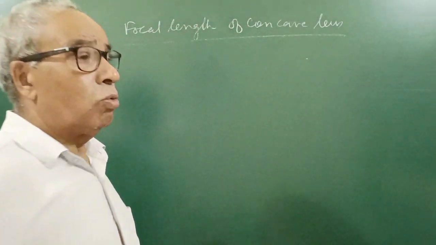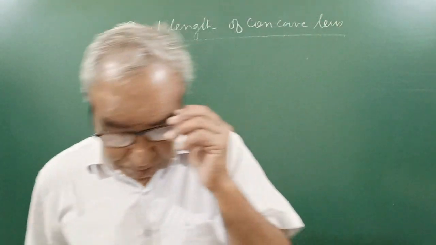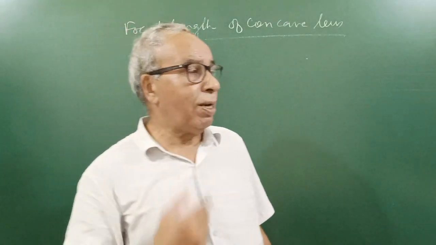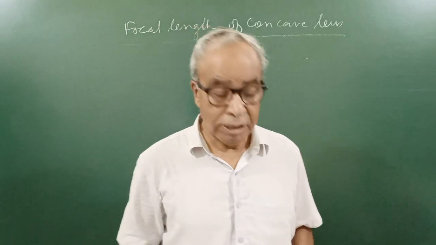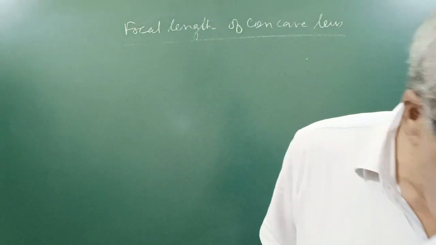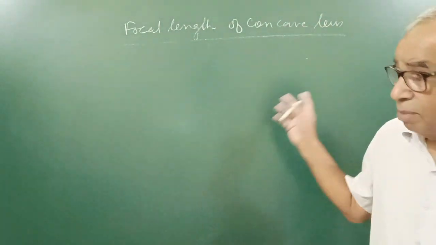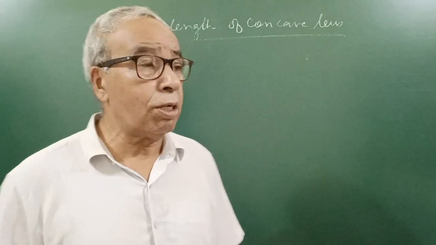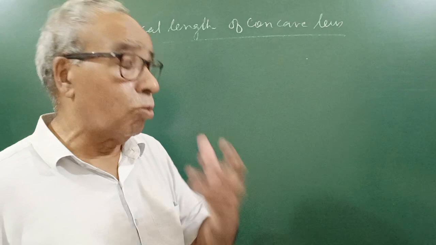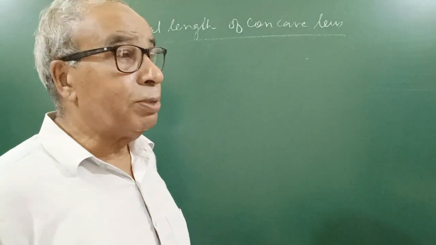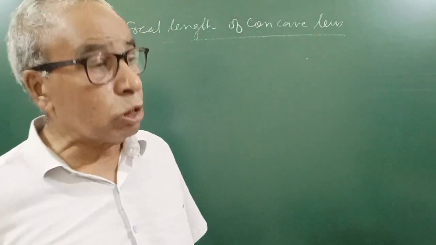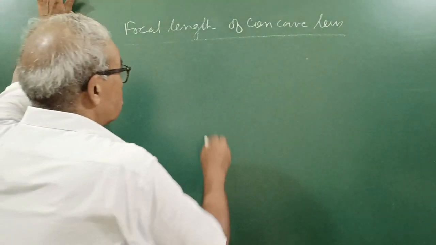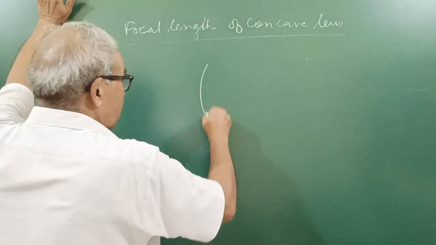I told you while telling plane mirror, for a real object in a plane mirror the image is virtual, but for a virtual object the image is real. The same thing is here. A concave lens produces a virtual image of every real object, but if the object for a concave lens is virtual, it may produce a real image. Now see how to find this.